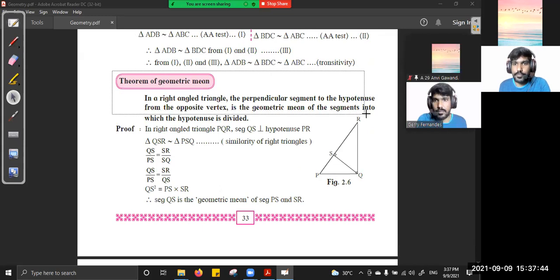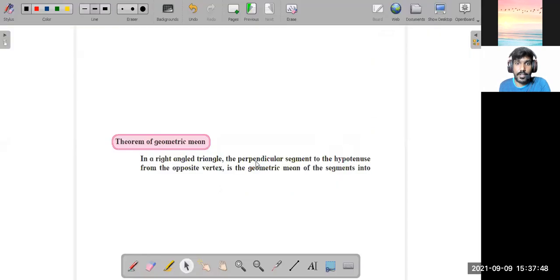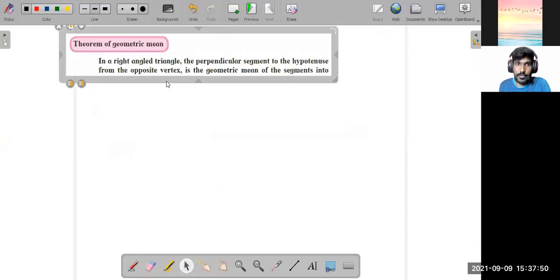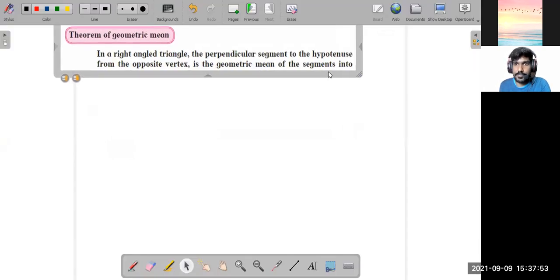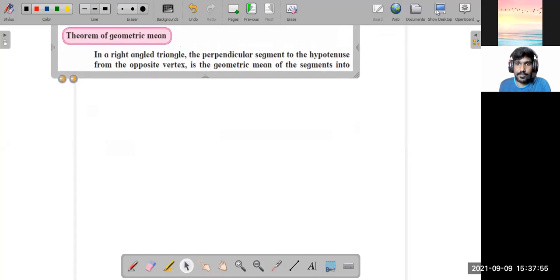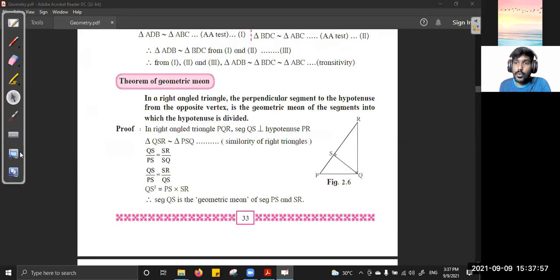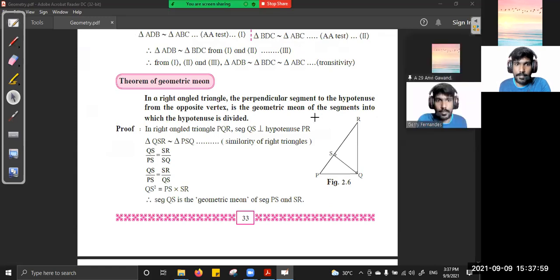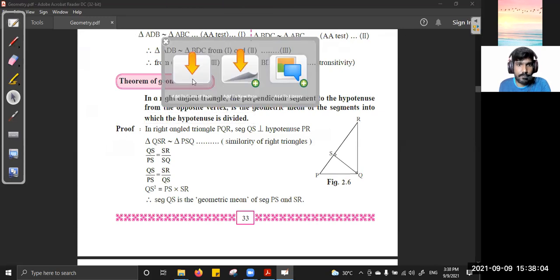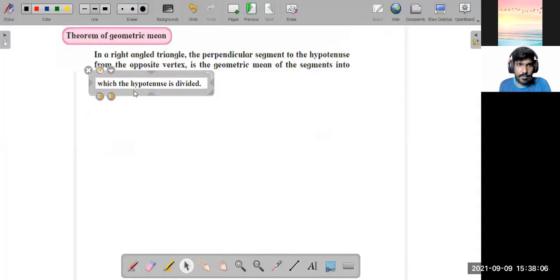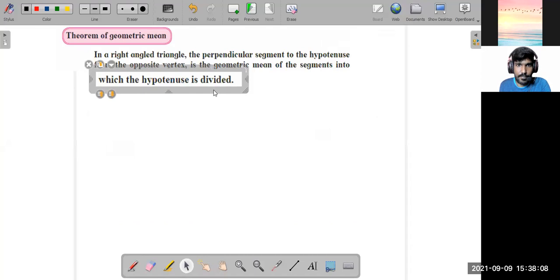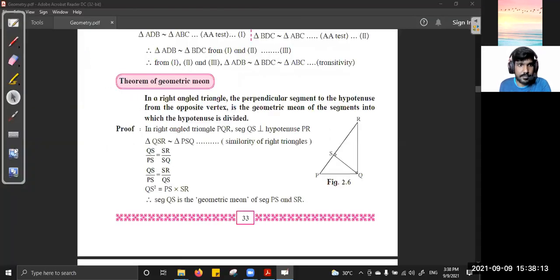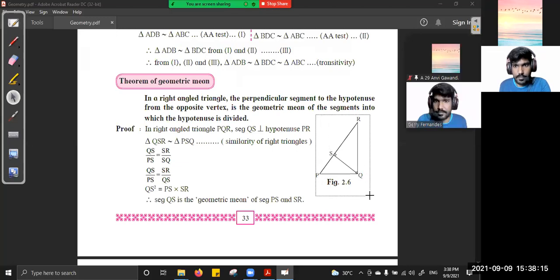Why do I have to write these theorems in the book when it is there in the... statements can come for the exam. That's why I'm making you write. You took only half of the theorem. Here, we are not proving which hypotenuse is divided, you did not take. But I've just taken... Oh, God.